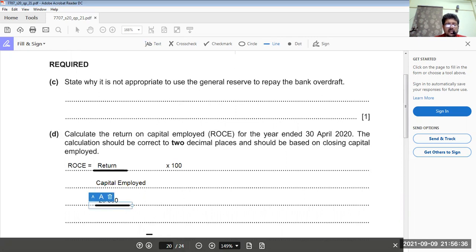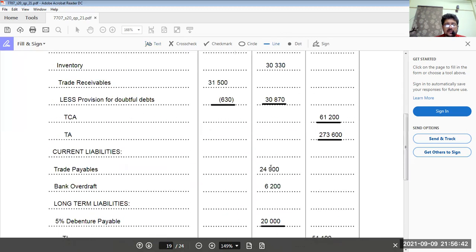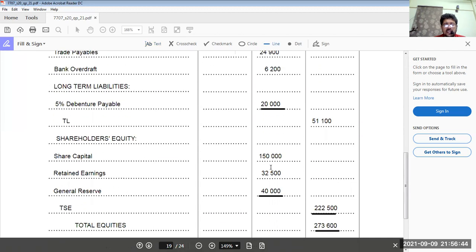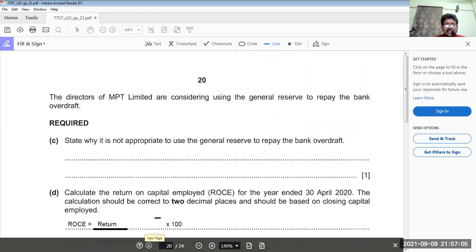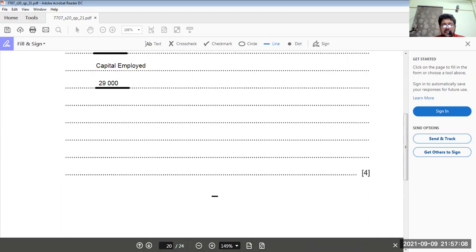Divided by capital employed. Capital employed is very easy to calculate. Come here. What is the amount of total shareholders equity? You will say, sir, 222,500. Done. What is the amount of long-term liability? 20,000. And you will get capital employed, long-term liabilities plus shareholders equity. Done. Okay. Now when we calculate, this is 242,500.